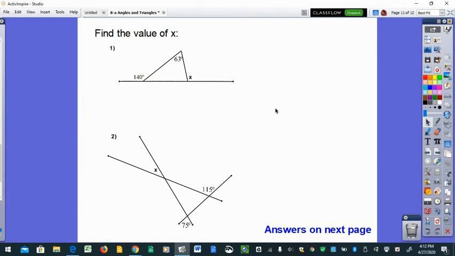So I'm going to ask you right now to pause the video and see if you can figure out how to get this measure of the angle that I'm tracing here. It's this right-hand angle. See if you can figure that out. So pause and give it a go.